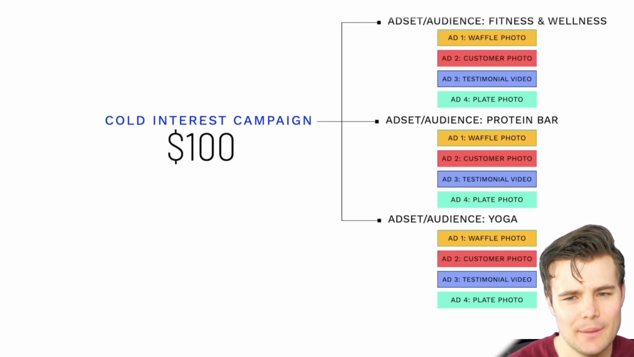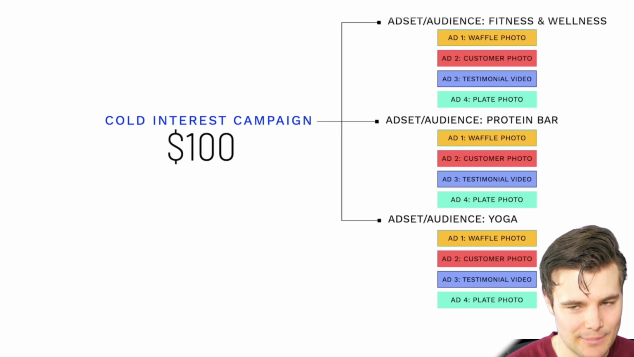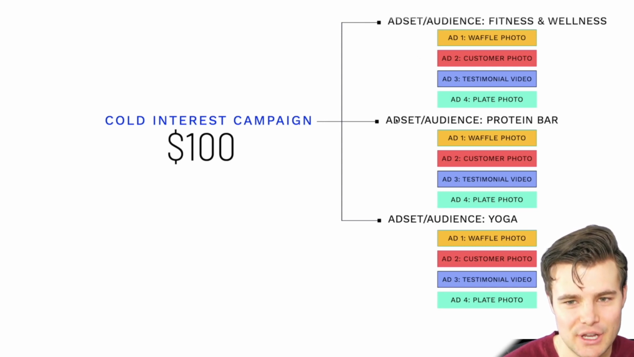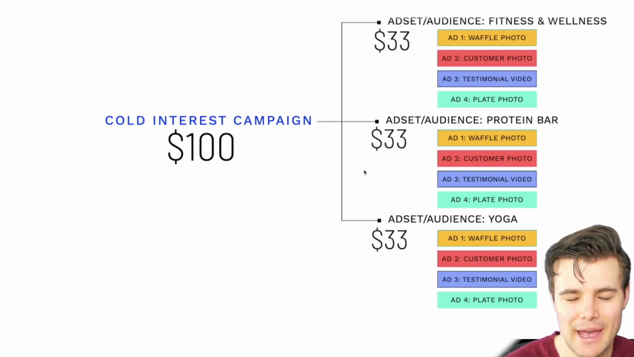So what is ABO versus CBO? So ABO is ad budget optimization, and CBO is campaign budget optimization. So you have the overall budget for your campaign. Let's say this time it's $100 per day. With ABO, you'll actually select how much money each of these audiences and ad sets is going to get. So you can set them at whatever you want.